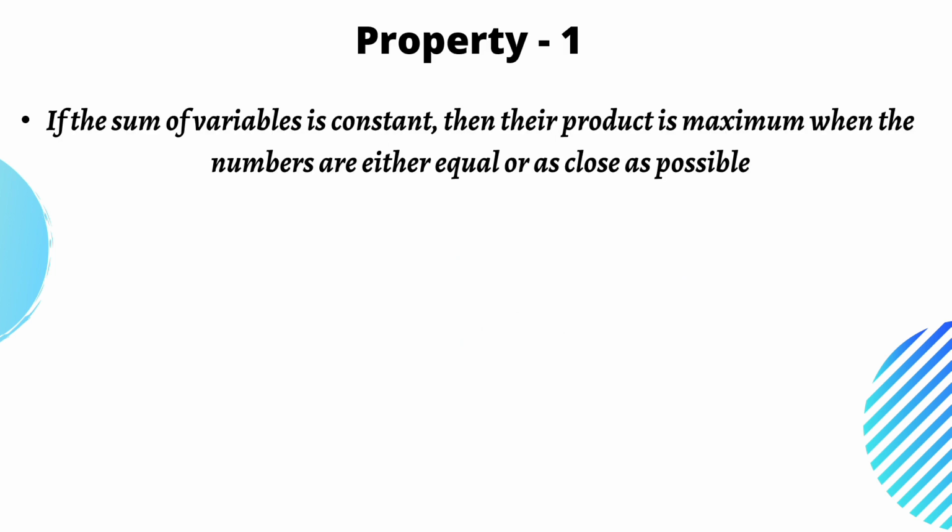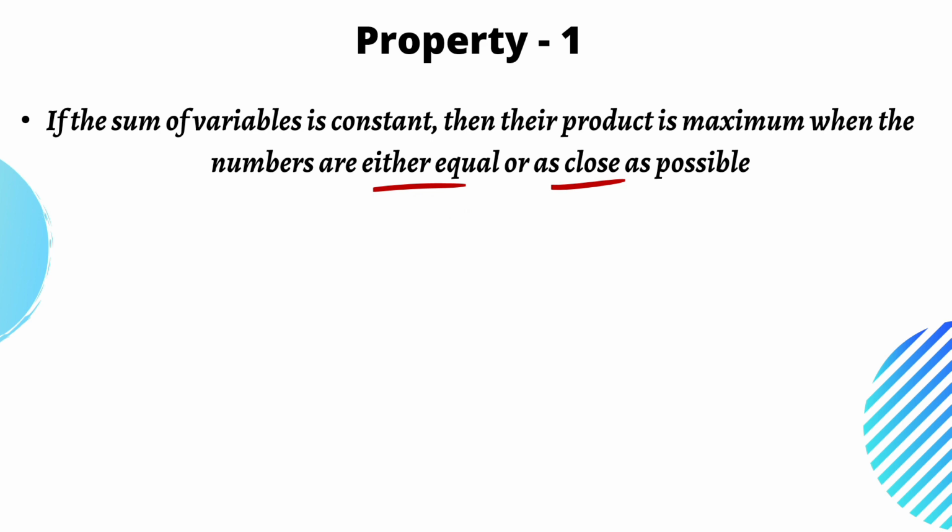So in this part we will look into six important properties. We will apply these six properties in six different problems. So the first property is, if the sum of variables is constant, then their product is maximum when the numbers are either equal or as close as possible. Either equal or as close as possible.